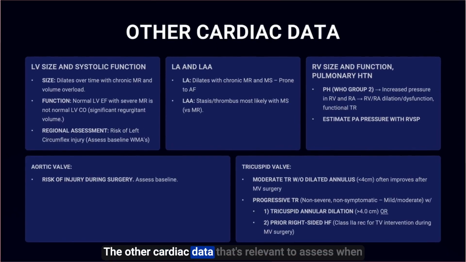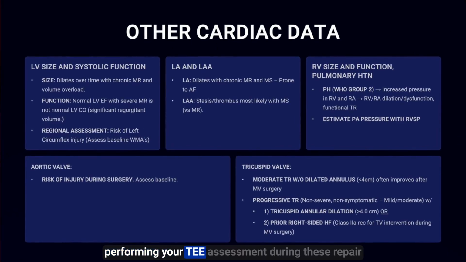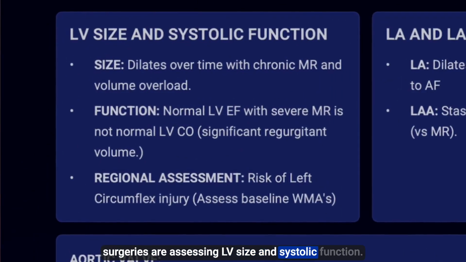The other cardiac data that's relevant to assess when performing your TE assessment during these repair surgeries are LV size and systolic function. The LV can dilate over time with chronic MR and volume overload. Also with function, a normal EF may not be normal if half of your flow is regurgitant flow. So keep this in mind when you come off pump, as you lose that pop-off valve and now all the flow is obligated to go forward.